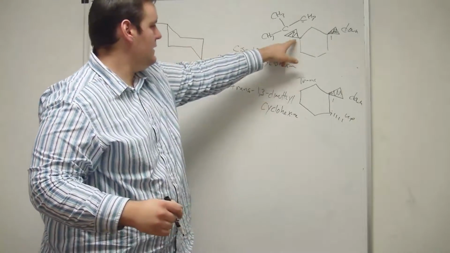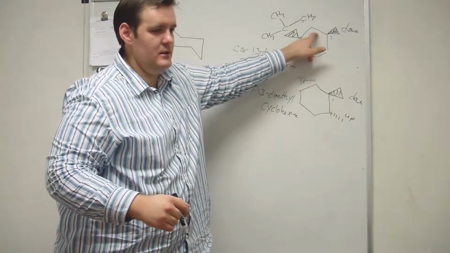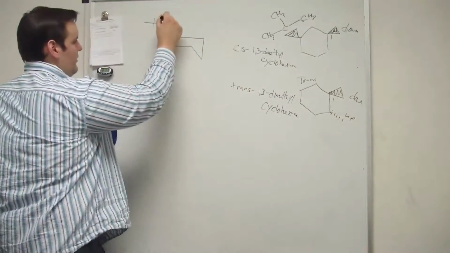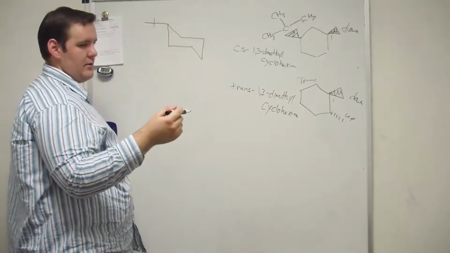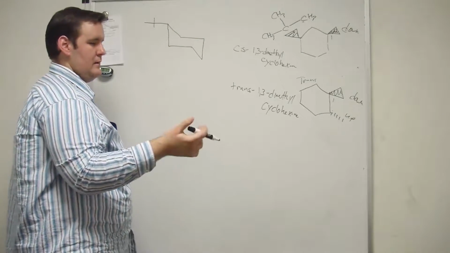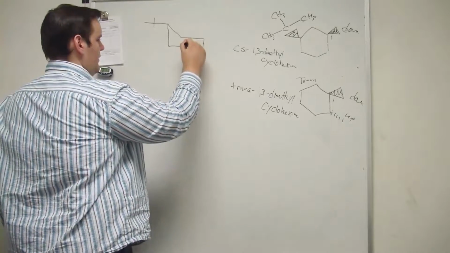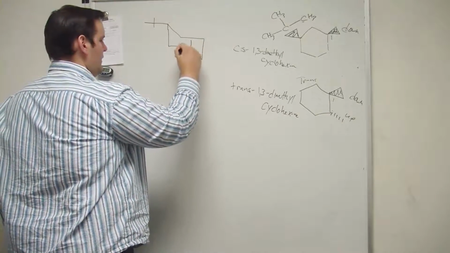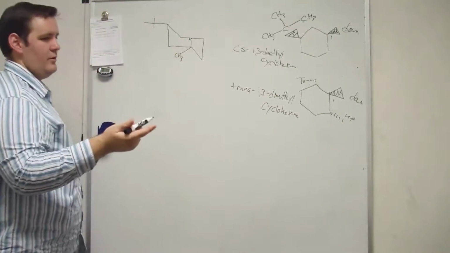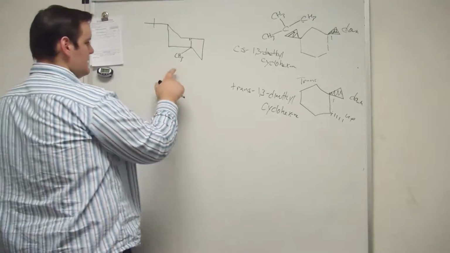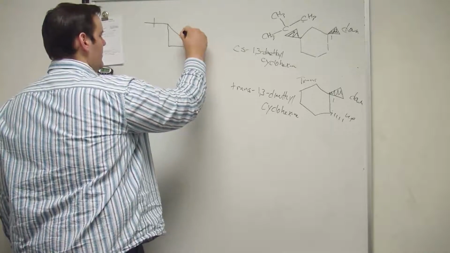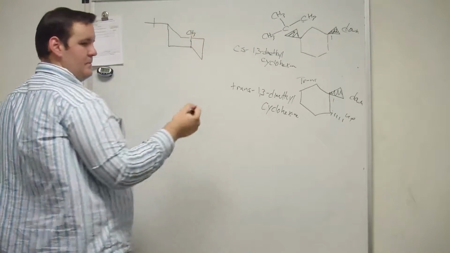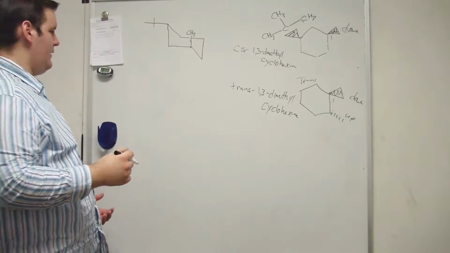And then we're going to say, okay, the methyl is on the 3rd carbon. So we'll go 1, 2, 3. And they're cis to each other, so they're both going to be down. So we know to draw him there. Now, if they were trans to each other, then our methyl group would have to be up here.